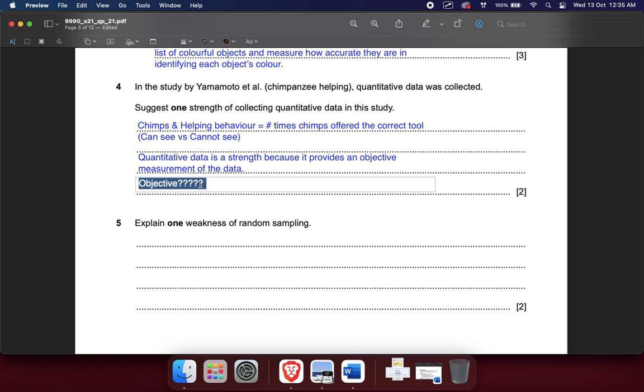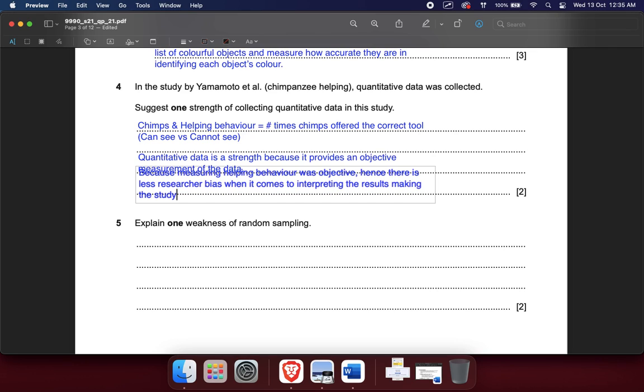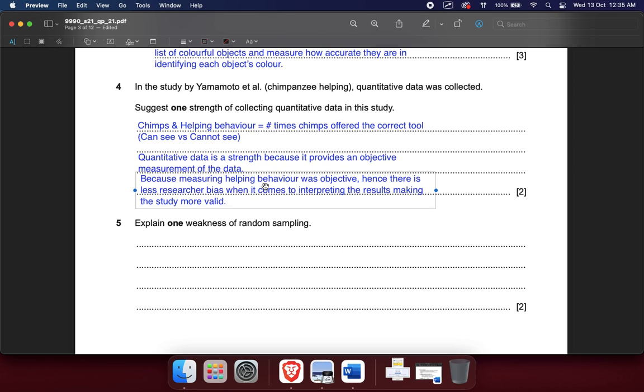We could say that because measuring helping behavior was objective, hence there is less researcher bias when it comes to interpreting the results, making the study more valid. Okay, right, so let's read this together. Because measuring helping behavior was objective, hence there is less researcher bias when it comes to interpreting the results, right? Making the study more valid, right?